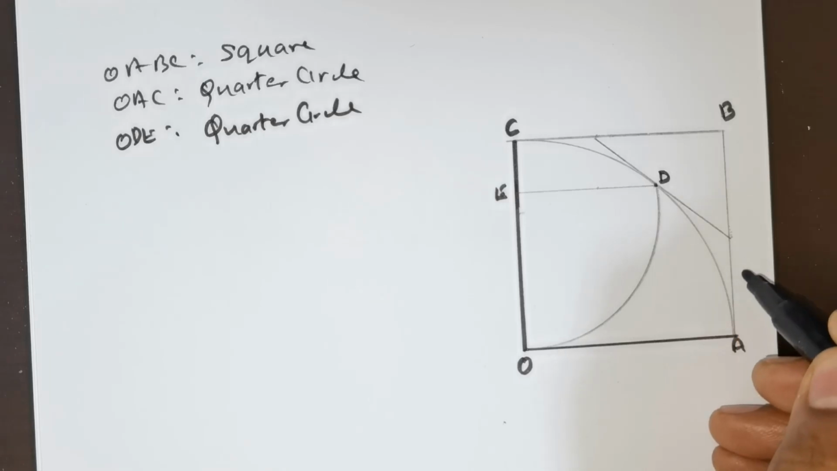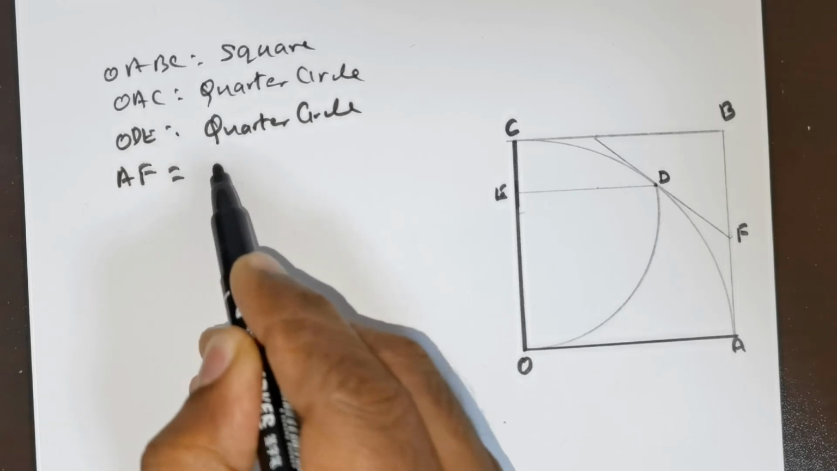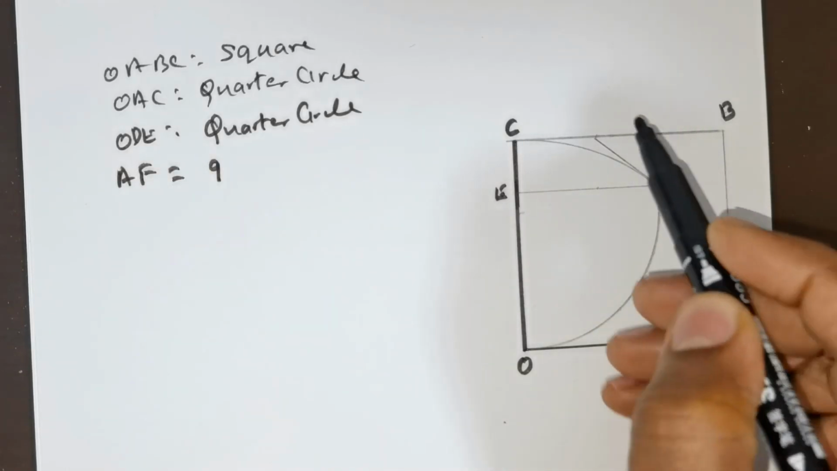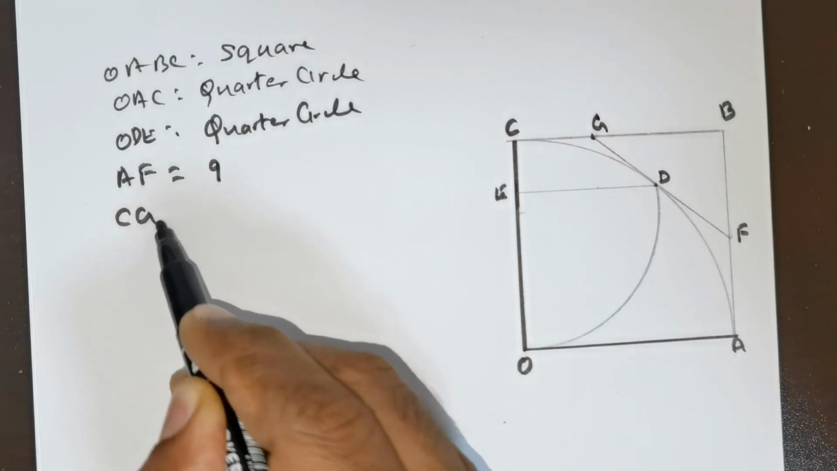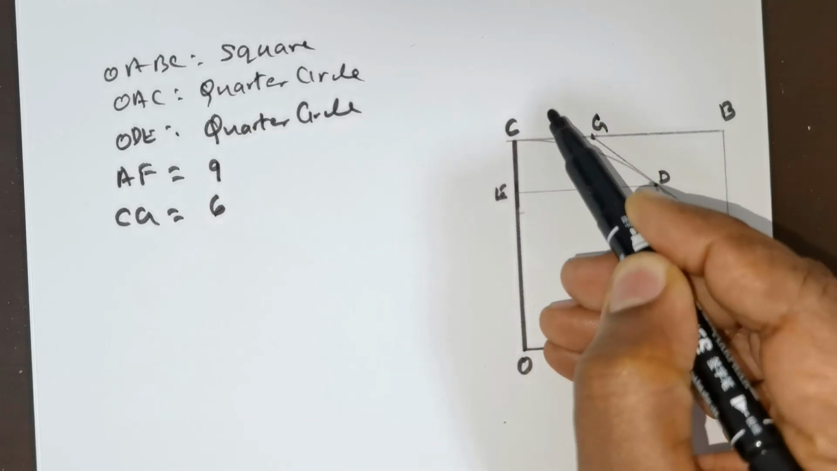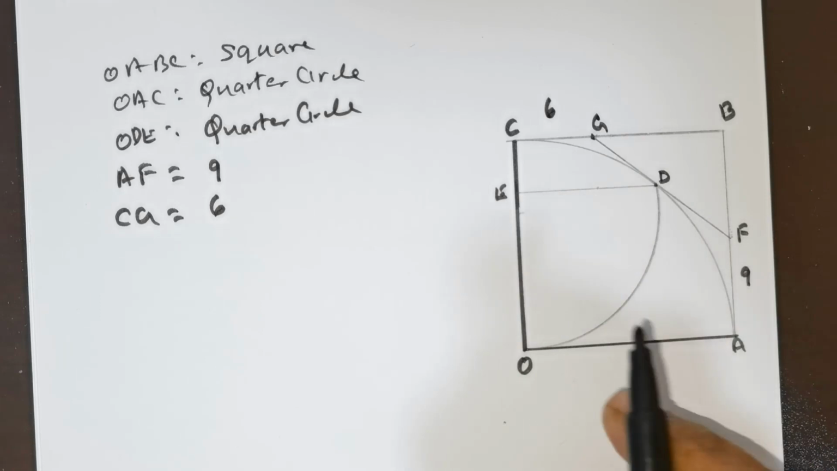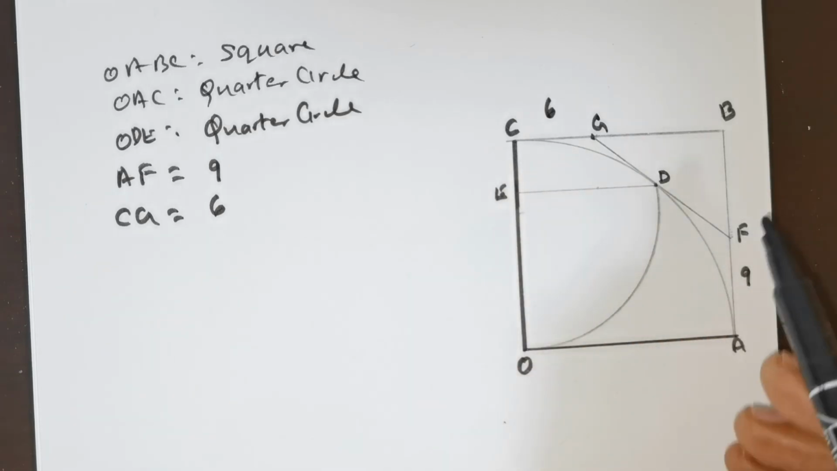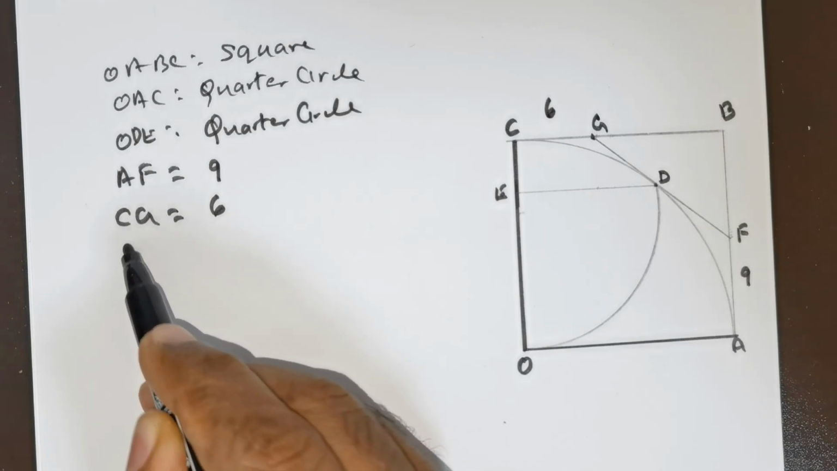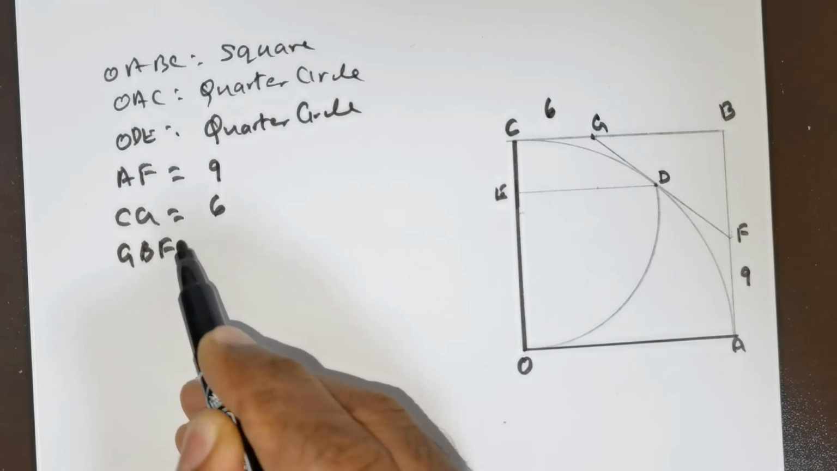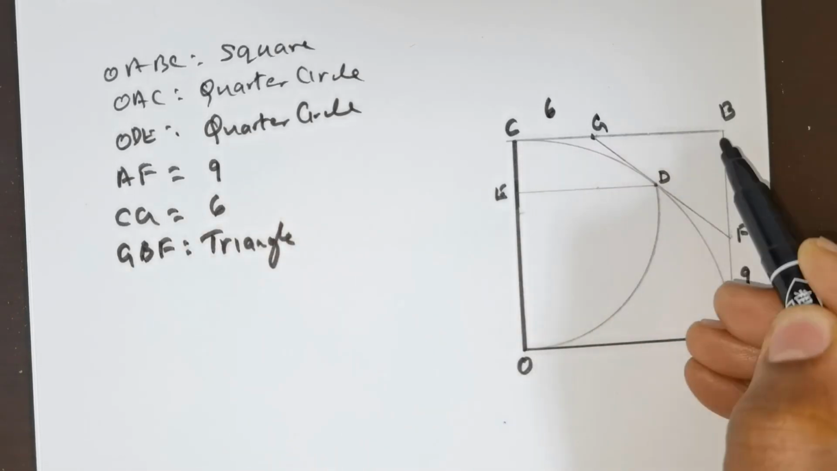Now this distance AF is 9 units and this point G, CG is 6 units. So this is 6, this is 9, and we have been given only this, and of course this is a triangle. Let me name the triangle. GBF is a triangle. It's a 90-degree triangle because it's a square, right?